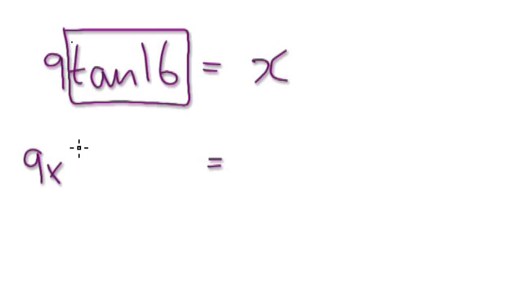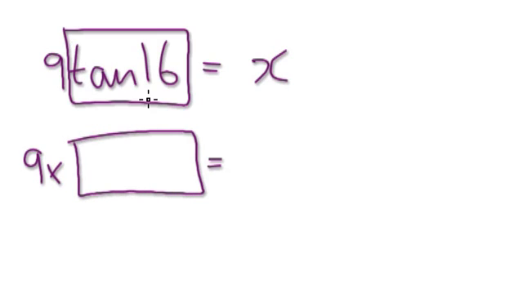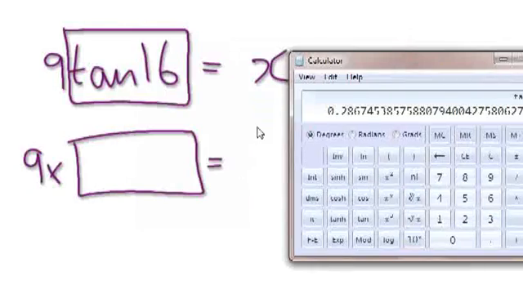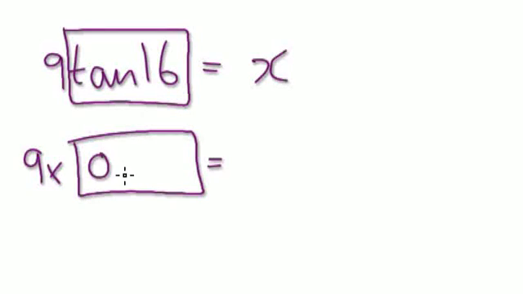So it'd be 9 times just that number. On your calculator, I guess you have to type in tan first and then 16, but on this one it is the other way around. So it will be 0.29.